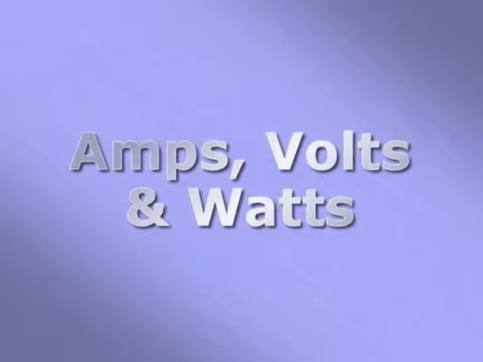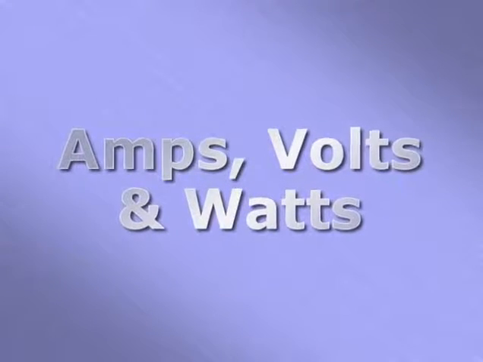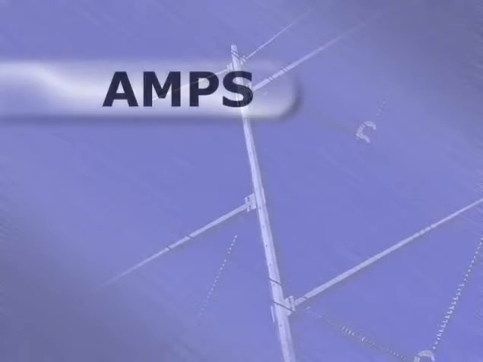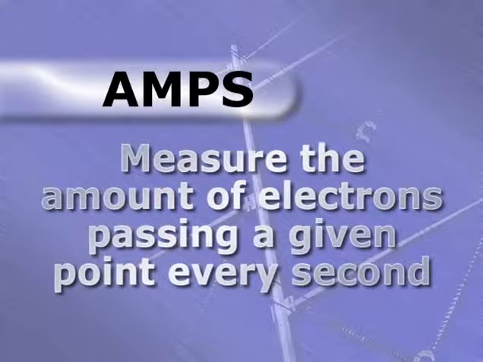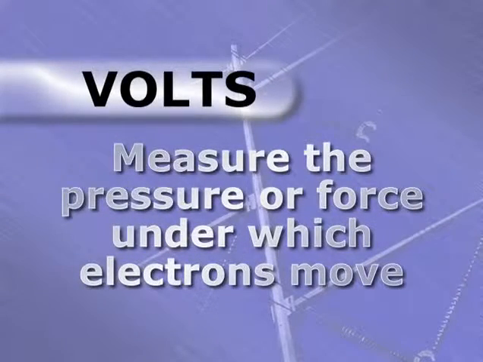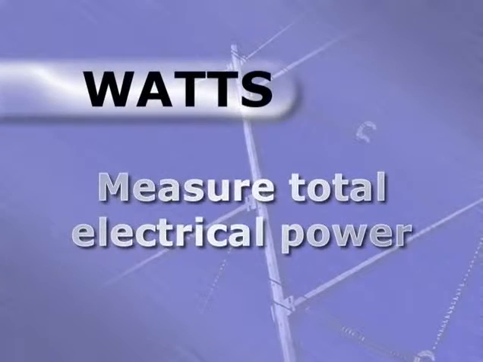Understanding the relationship between amps, volts, and watts is essential to understanding electricity. Here's a brief explanation. Amps, or amperes, measure the volume of current, or in other words, the amount of electrons passing a given point every second. Volts measure the pressure or force under which electricity moves. Power companies supply homes with electricity under 120 or 240 volts of pressure. Finally, watts are what we use to measure electrical power.